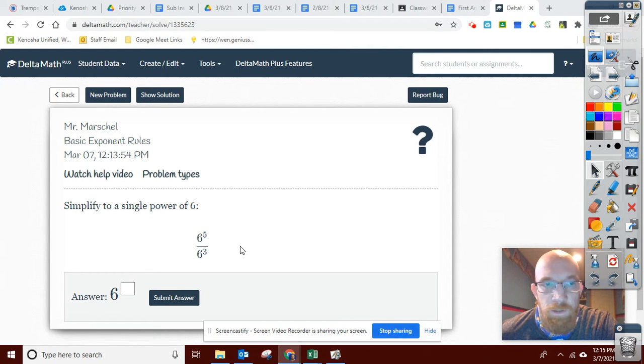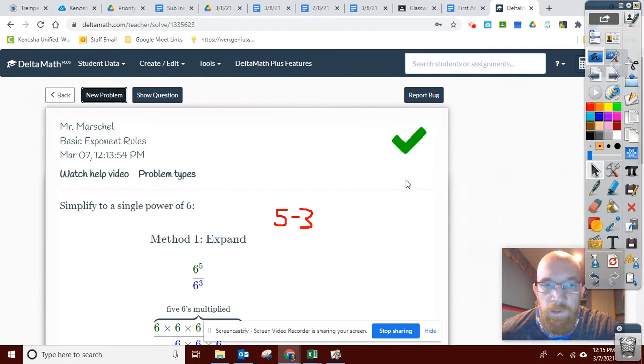So you've done some of these, or at least I've assigned these to you. And so my first question to you is, what do we do when we have same bases and we are dividing? What happens to the exponents? And so what you would be doing is subtracting. You just do 5 minus 3. You would have been subtracting there. And so your final answer should have been 2. 2 goes here, and there you go, and you've got your answer.